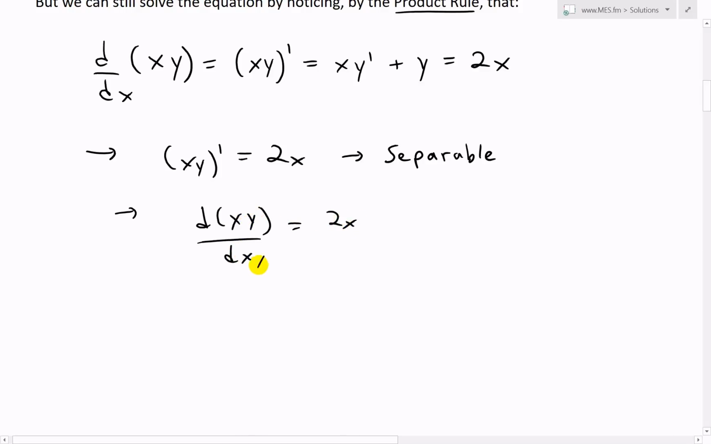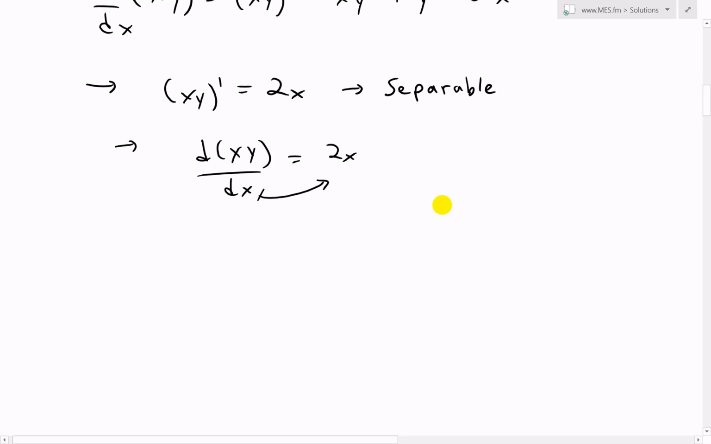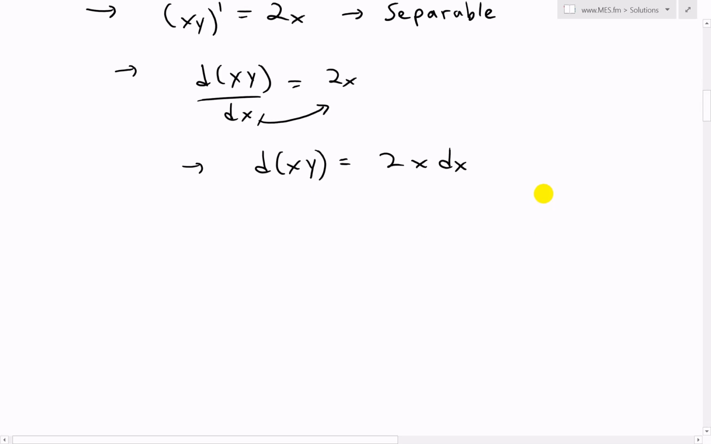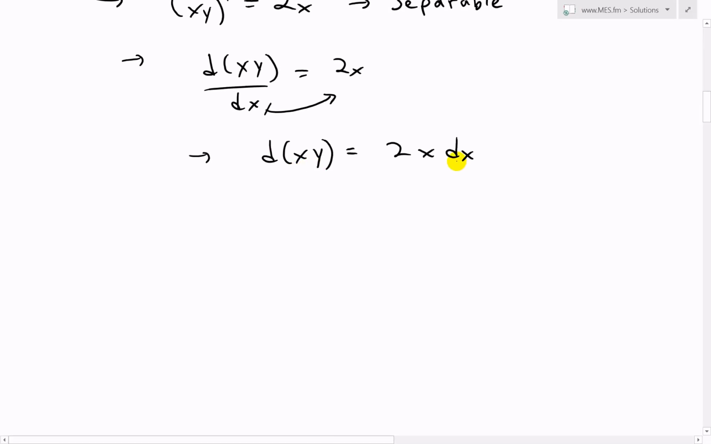So we can move this dx onto this side. So we have all the xy's on one side and all the x's on the other side. In other words, we have d(xy) equals 2x dx. So now all the x's are on one side, all the xy are on the other side. So it's separable. Instead of separating x and y, we separate xy and x's. So now we just take the integral on both sides.